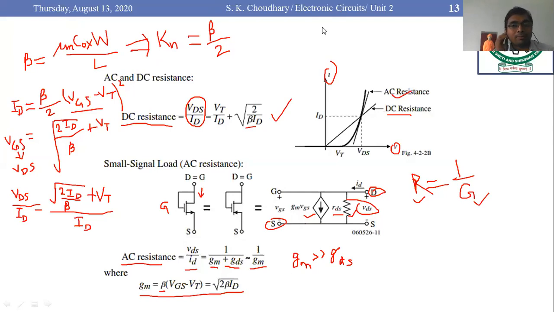So this is the basic description of the MOSFET as a diode. Now we will move to the next use of this structure as a load device.